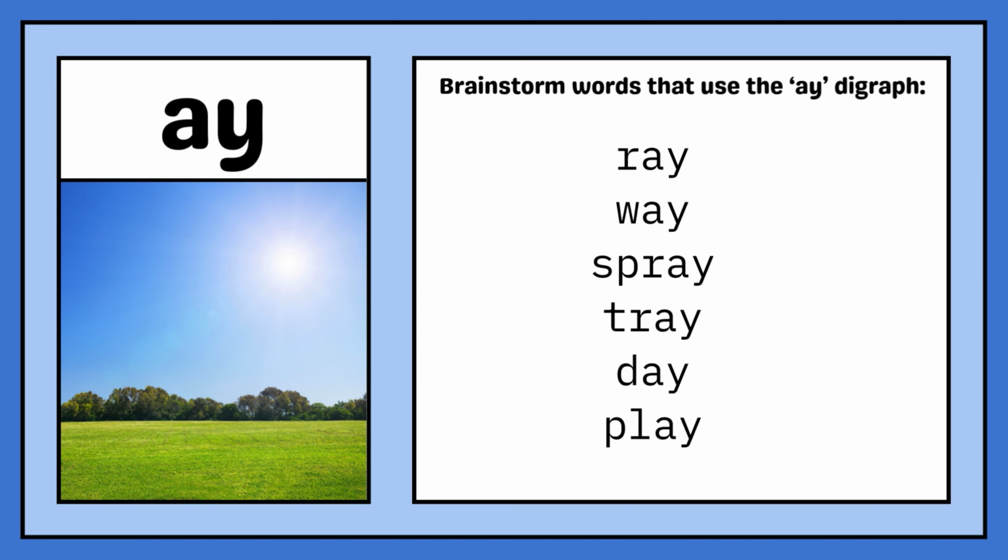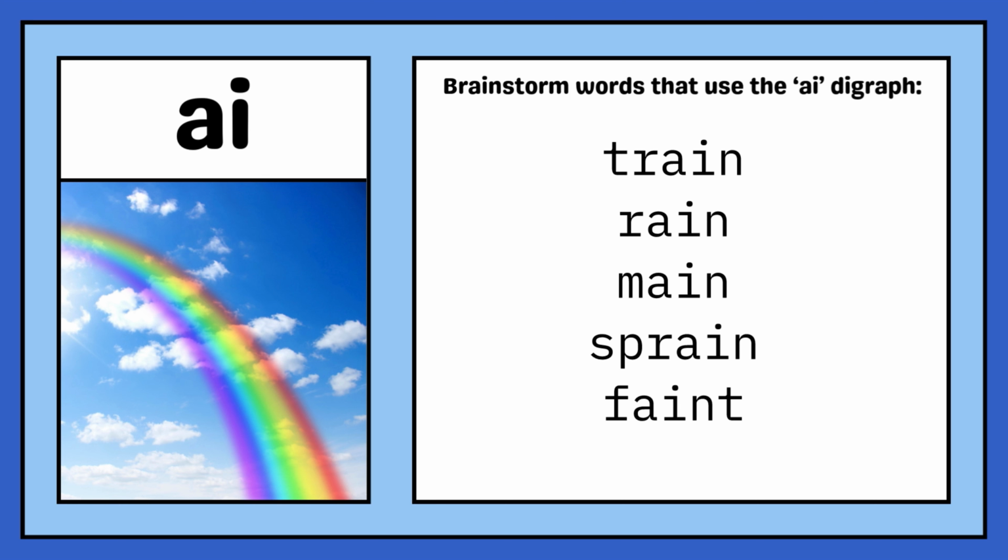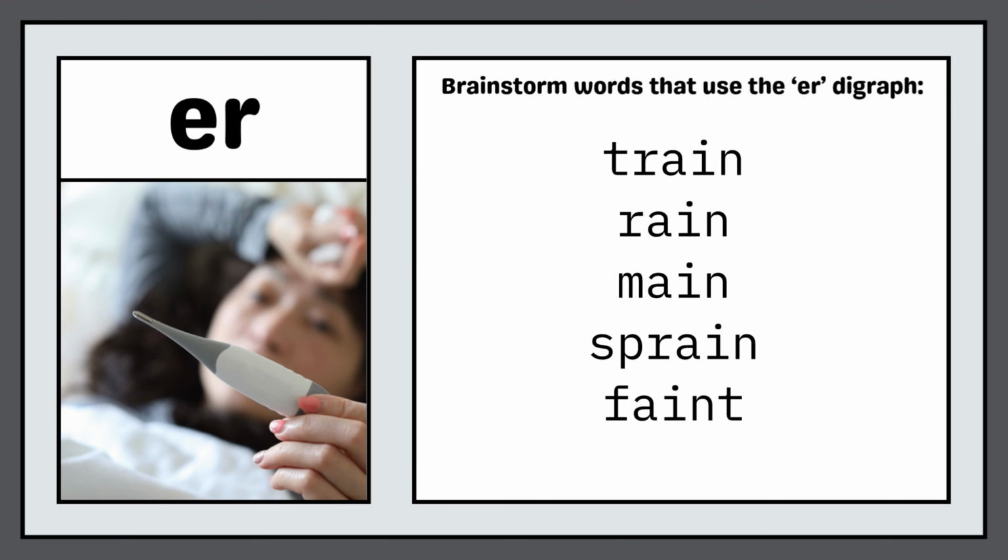AY says a as in ray, way, spray, tray, day, play. AI as in train, rain, main, sprain, faint.